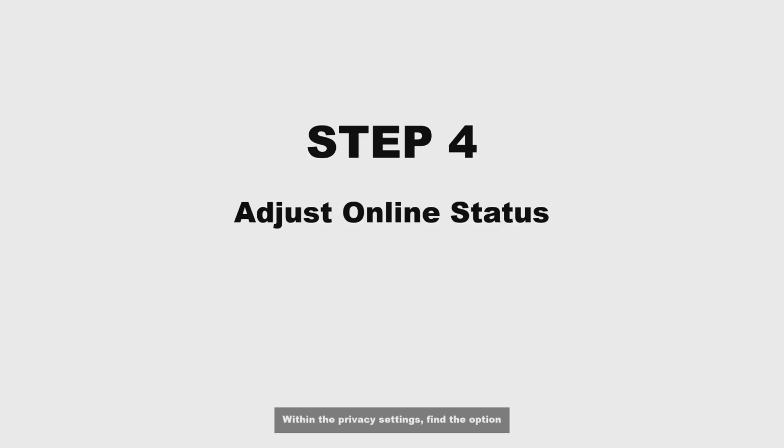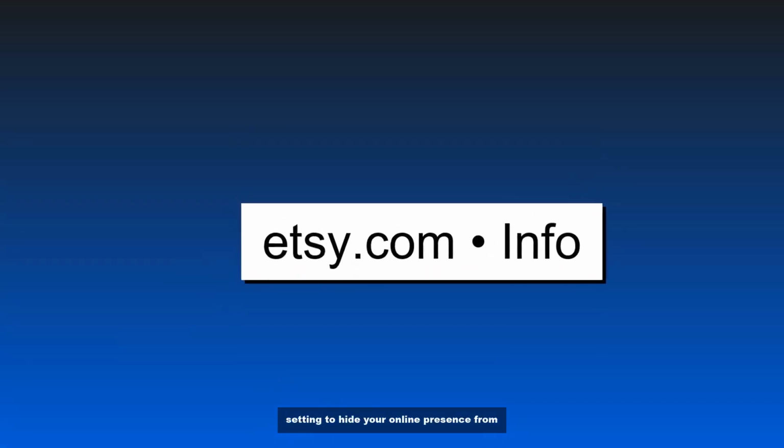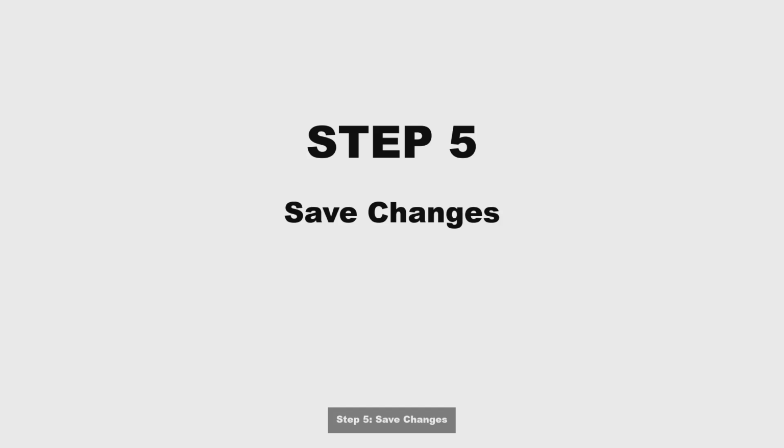Step 4. Adjust online status. Within the privacy settings, find the option related to your online status. Toggle the setting to hide your online presence from other users.